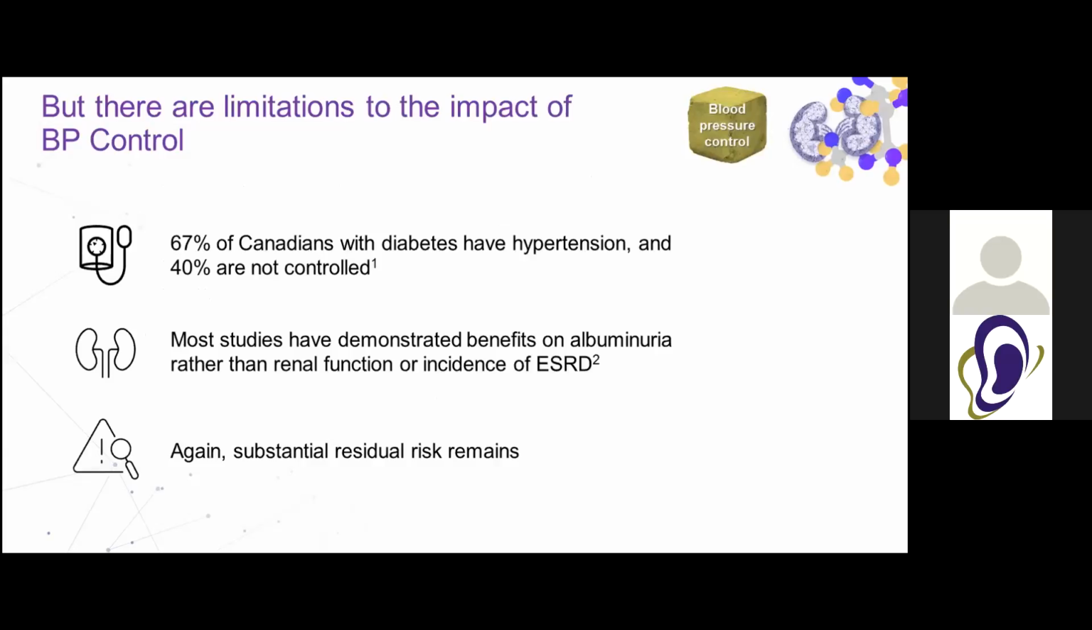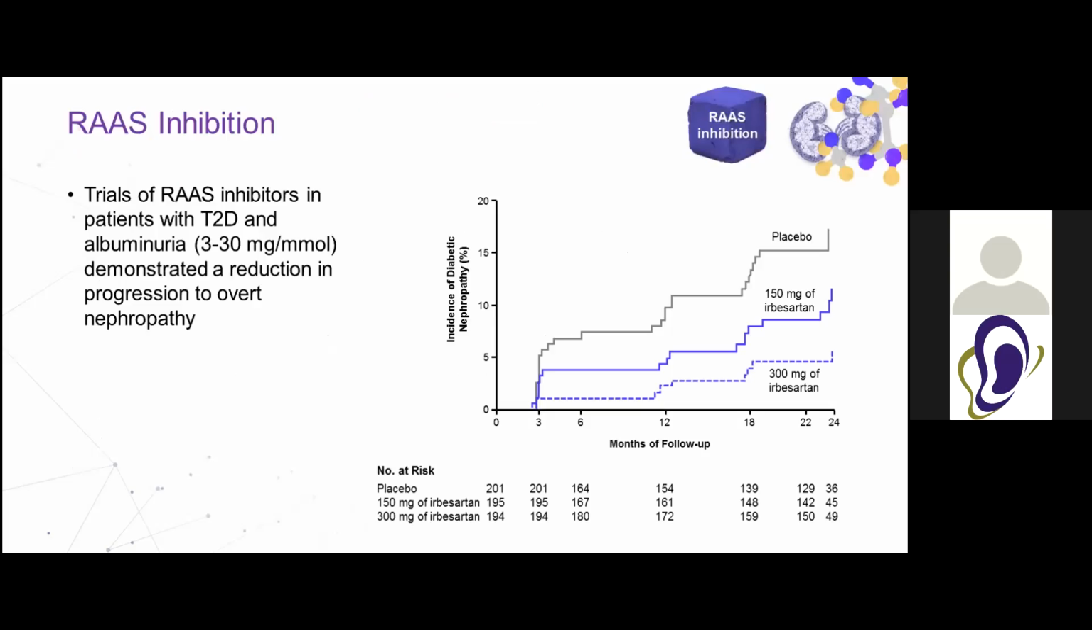So it might interest you to know that 2/3 of Canadians with diabetes have hypertension, but almost half of those are not controlled. Most studies demonstrate benefits with blood pressure control on albuminuria, not on kidney function or the incidence of kidney failure. So again, there's a substantial amount of residual risk.